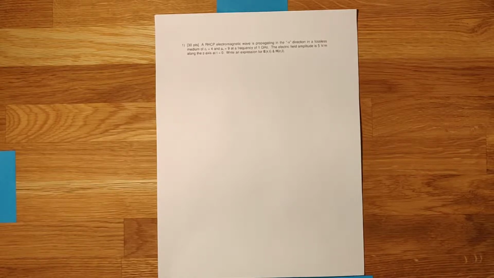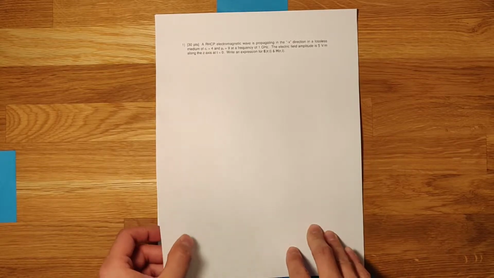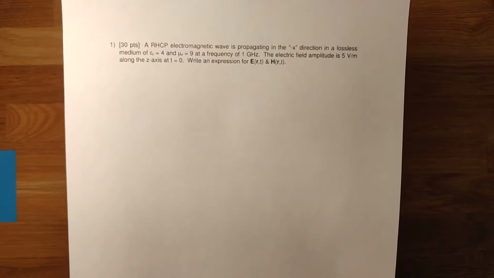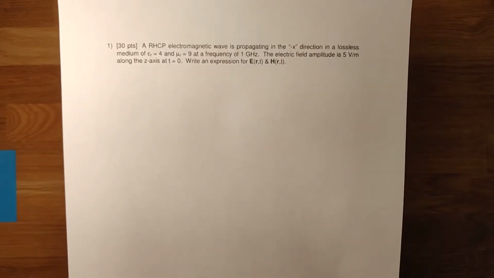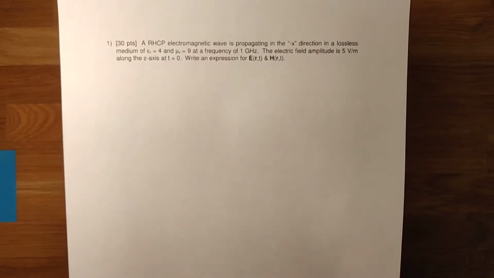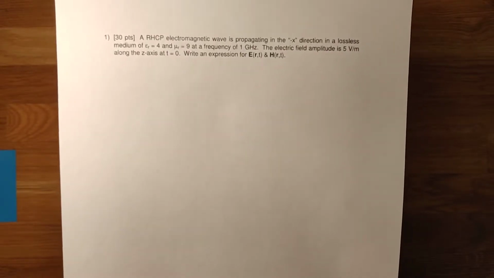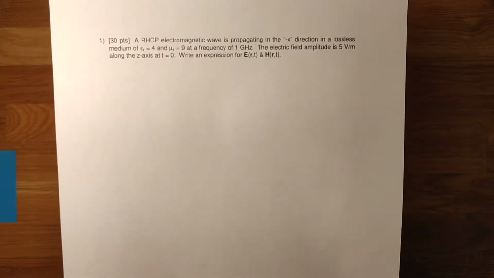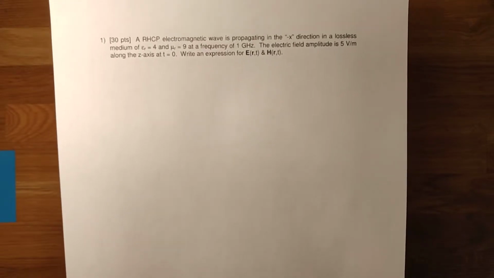So today I'm going to be doing another circular polarization problem, and the problem is as follows. A right-hand electromagnetic wave is propagating in the negative x direction in a lossless medium of epsilon r equal to 4 and mu r equal to 9 at a frequency of 1 GHz. The electric field amplitude is 5 volts per meter along the z-axis at t equal to 0, and it's asking us to write an expression for the electric field and the H field.